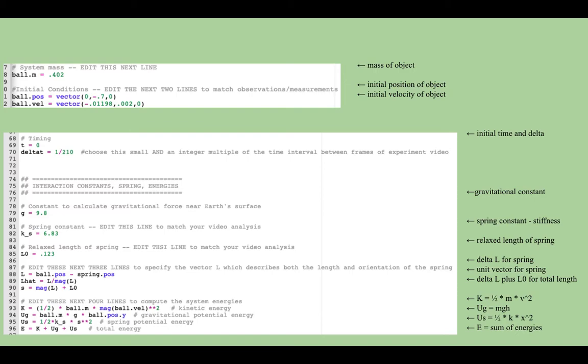The gravitational constant is 9.8. The spring constant, or the stiffness of the spring, is 6.83. The relaxed length of the spring is 0.123 meters. And then we calculate L, which is the position of the object minus the position of the spring. We calculate L hat, which is the unit vector for L. And then we calculate the total length of the spring, which is delta L plus initial L. And then we compute the system energy. And so we know that K equals 1/2 mv squared. Potential gravitational is mgh. Potential spring is 1/2 kx squared. And E is the sum of the energies.